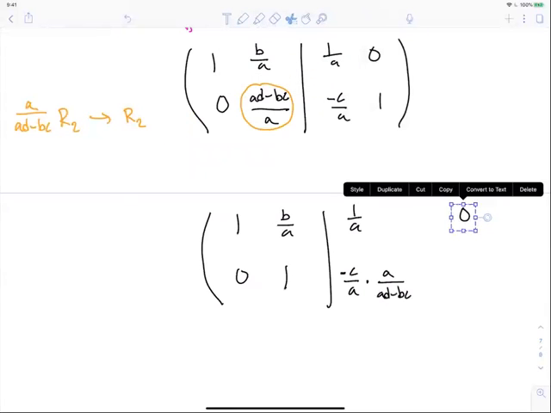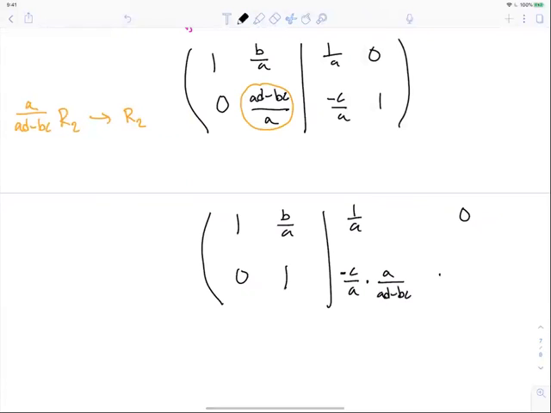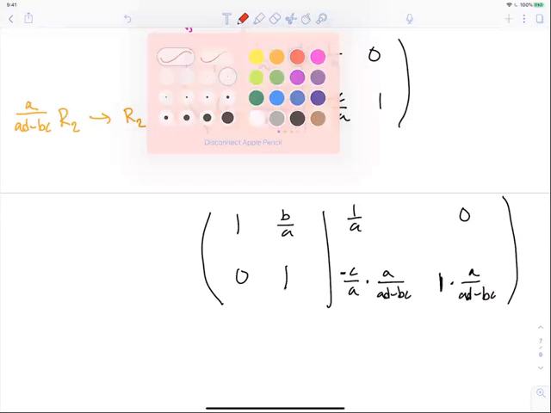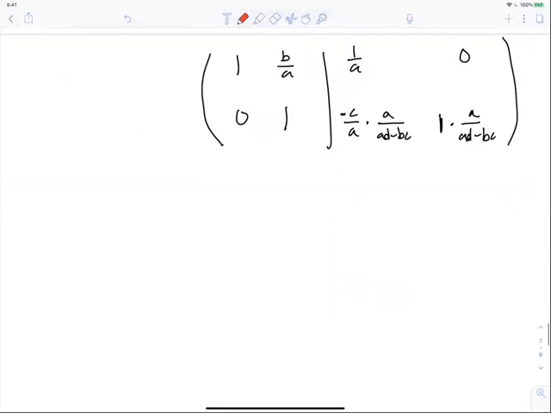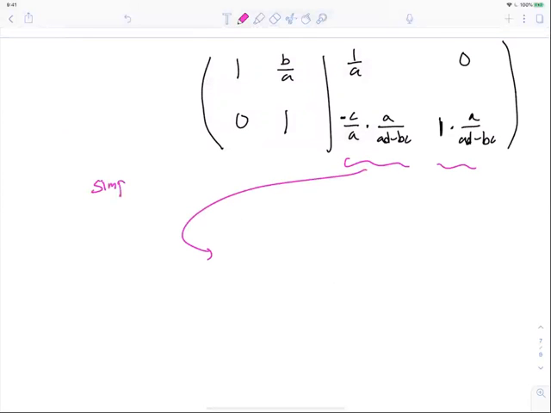And then we have 1 times A over AD minus BC. Let's take a minute to simplify this. So here those A's are going to cancel, and this just stays the way it is.